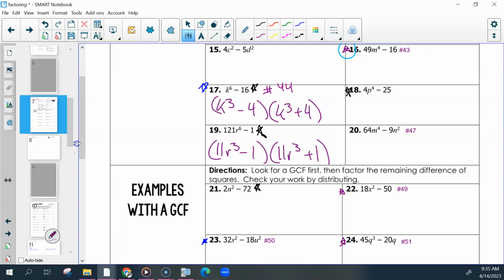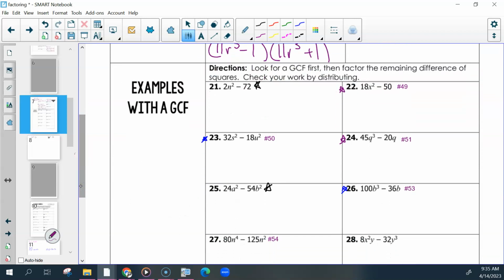So we talked about GCF, we talked about difference of squares. There's times where you'll have a mixture of both, where you'll always have to look for a GCF first, and then possibly still do difference of squares. So for 21, what do those have in common? 2. So I would divide 2 to both of these, leaving what? Basically. What would be left on that inside if we're dividing both by 2?